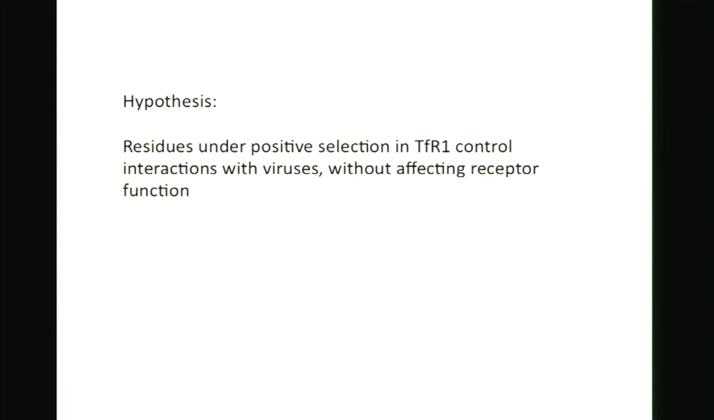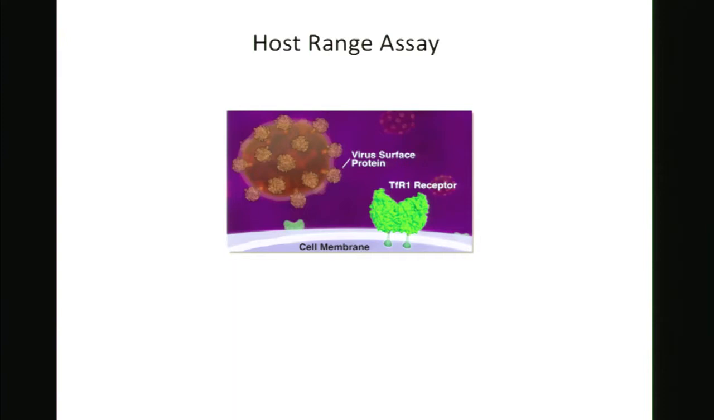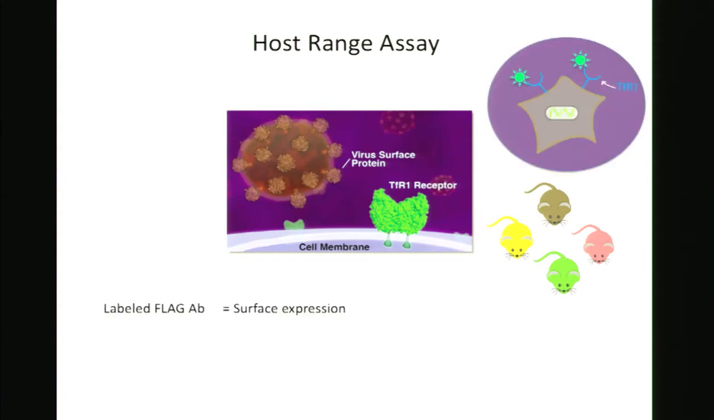Okay, so we needed to test this. So again, our hypothesis is that residues under positive selection in transferrin receptor control interactions with viruses without affecting receptor function. Okay, so to test this, we had to set up a host range assay. So what we did is we cloned the transferrin receptor from all of these various exotic rodent species from Central and South America that get these viruses. And we used retroviral vectors to make stable cell lines expressing those receptors. And we put a flag tag on the extracellular domain so that we could use a labeled flag antibody to measure receptor incorporation in live cells during the course of our experiment.